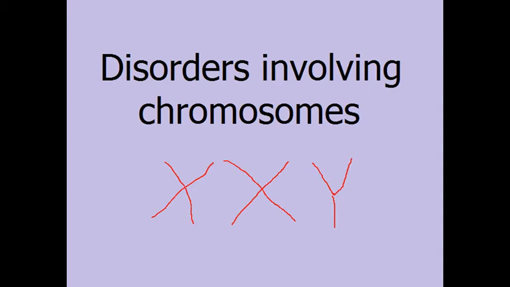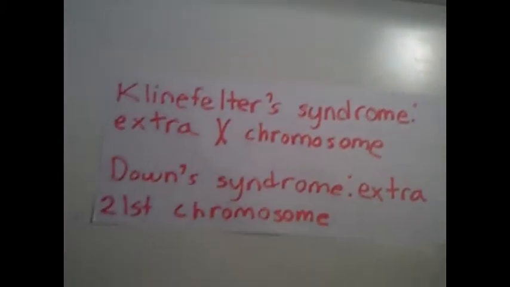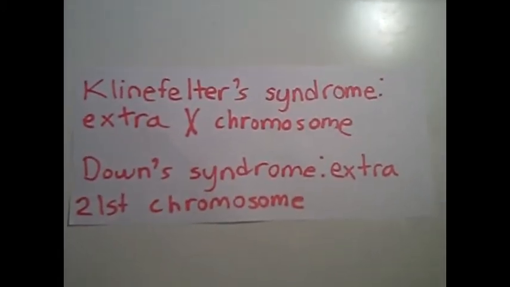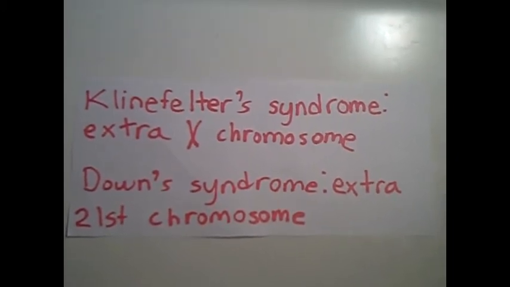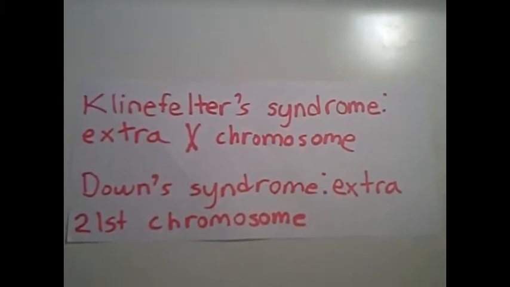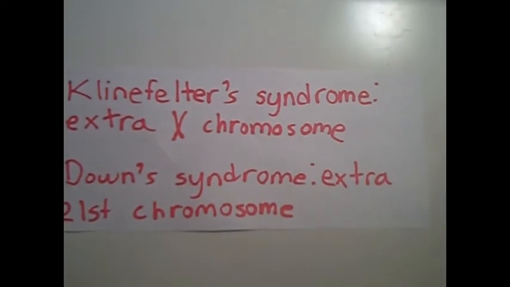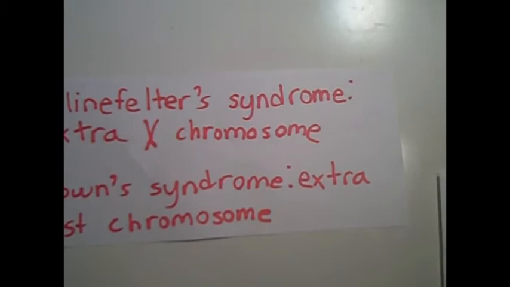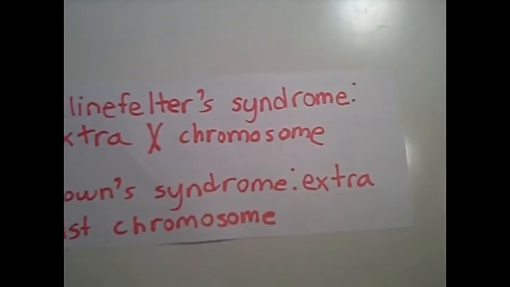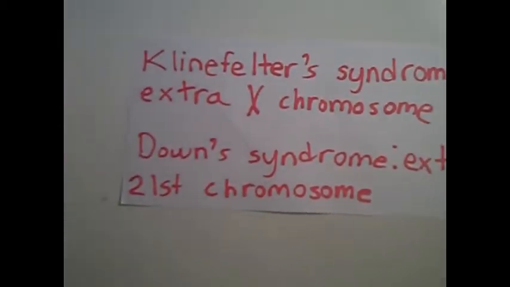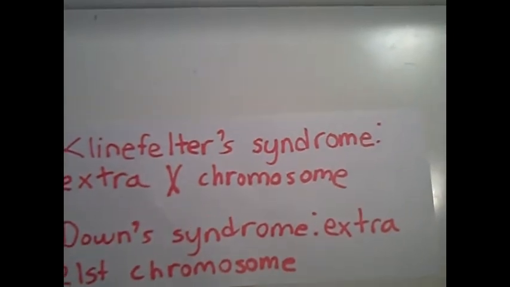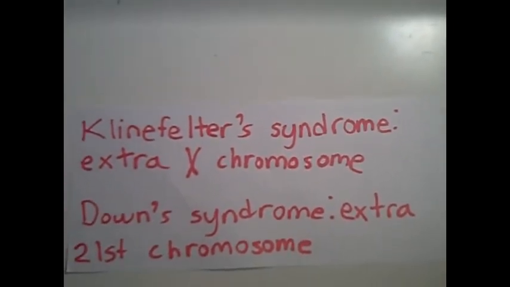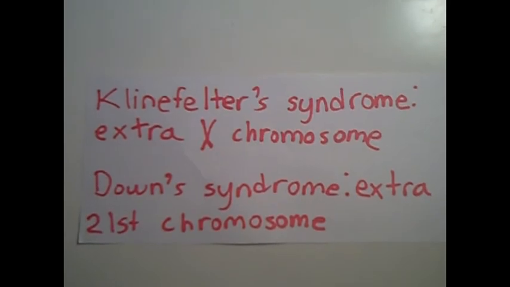Disorders involving chromosomes. Some disorders involving chromosomes are Klinefelter syndrome and Down syndrome. In Klinefelter syndrome, you have an extra X chromosome in males. It occurs in approximately 1 in 1,000 males, and symptoms include sparse body hair, breast growth, and wide hips. With Down syndrome, you have a short stature, behaviors associated with ADHD, and heart defects.